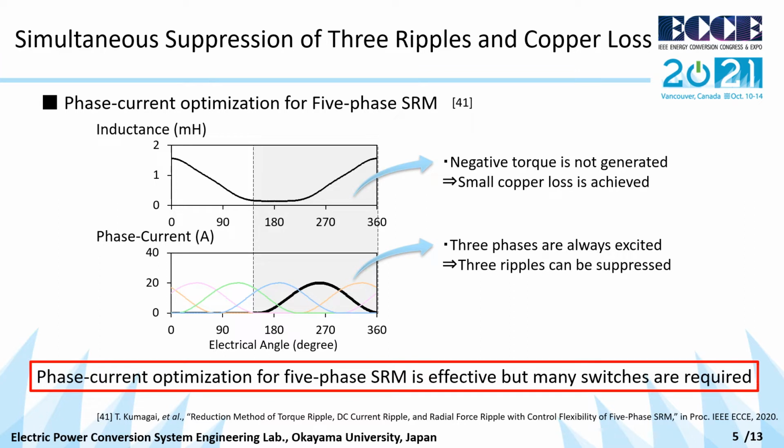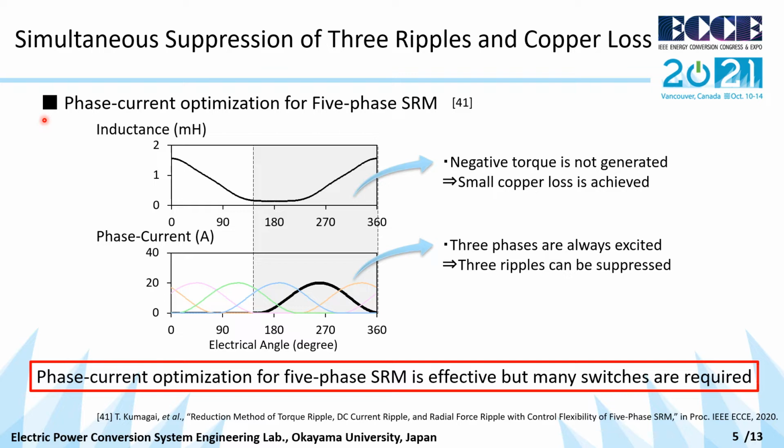However, to address this issue, a study has been reported. This previous study has optimized the phase current waveform for 5-phase switched reluctance motor to minimize the torque ripple, radial force ripple, DC current ripple, and the copper loss.